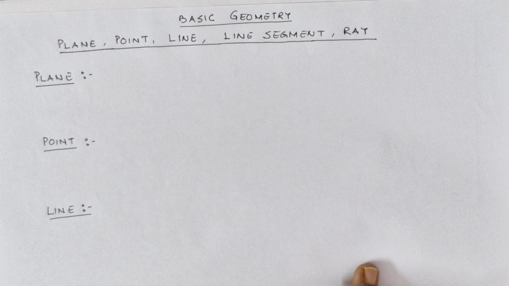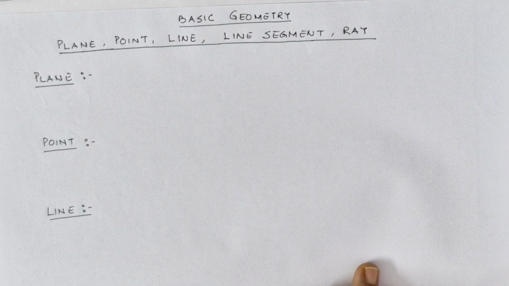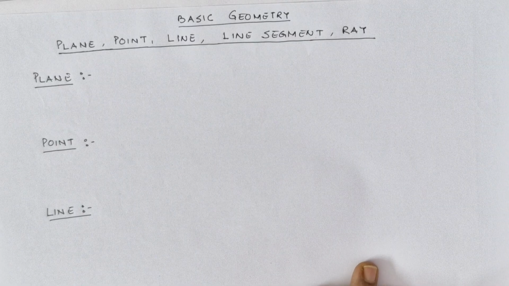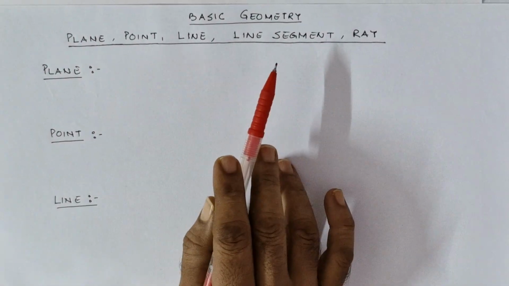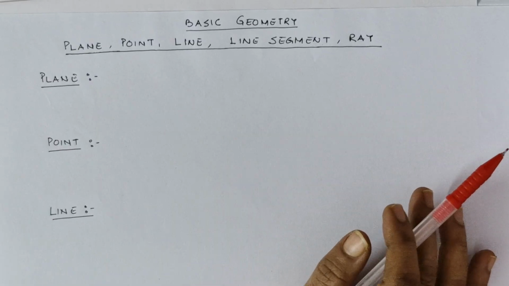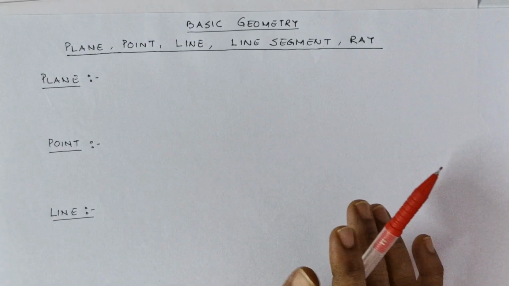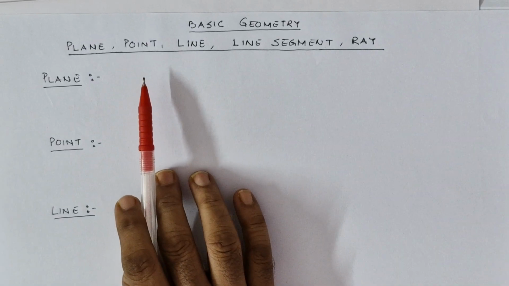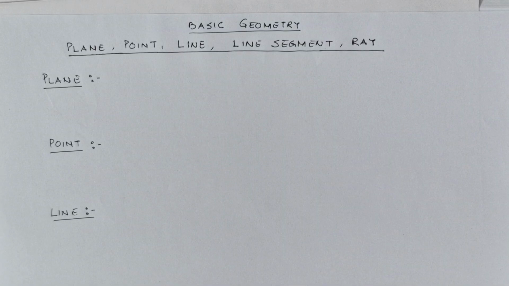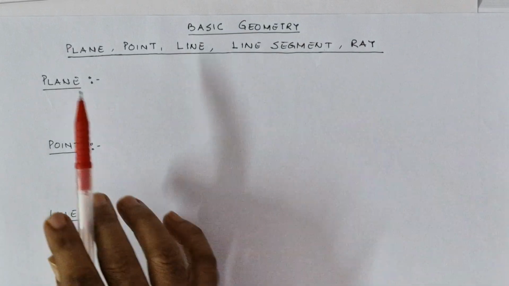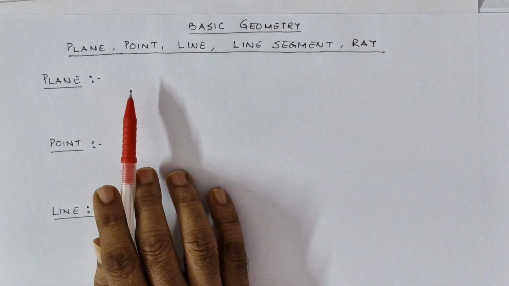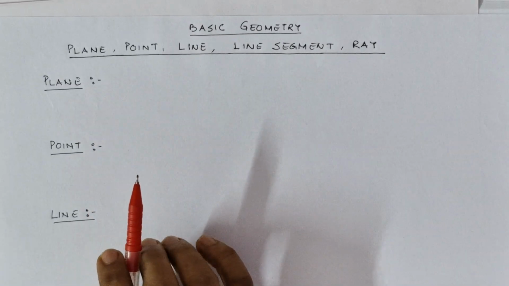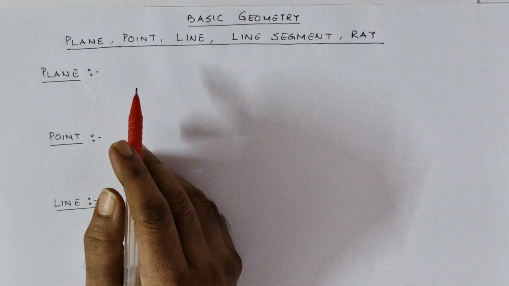Now today's topic is very interesting. This is basic geometry. Today we'll go through certain definitions and terms like plane, point, line, line segment and ray. Before starting geometry, we need to clear up these concepts and definitions, because when you dive deeper into geometry, you'll be needing this. At least the basic concepts of plane, point, line, line segment and ray. So let's start today's lecture with plane.